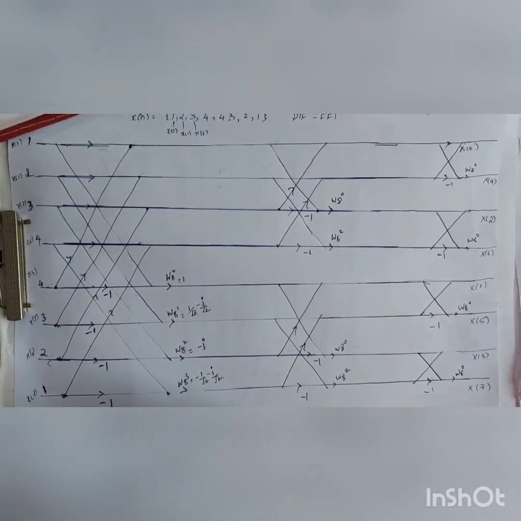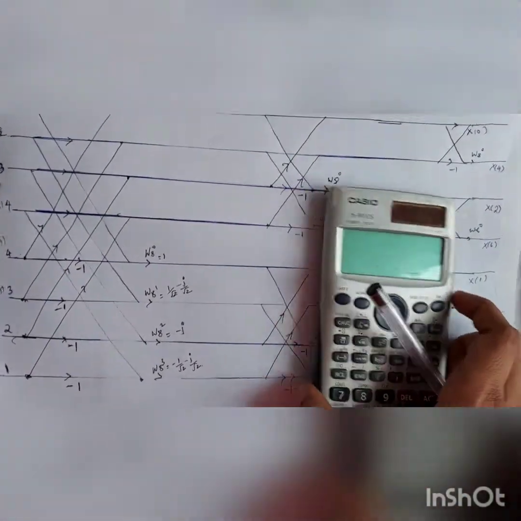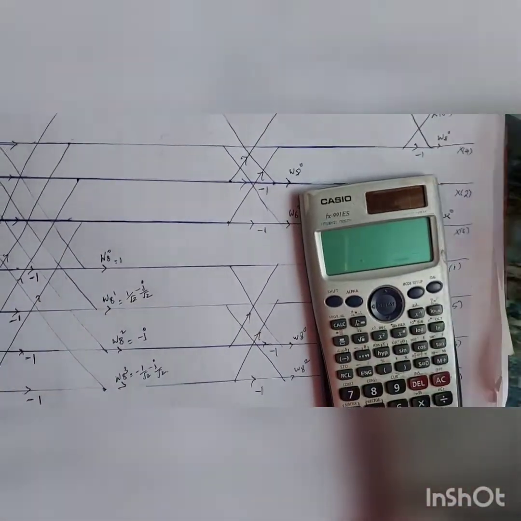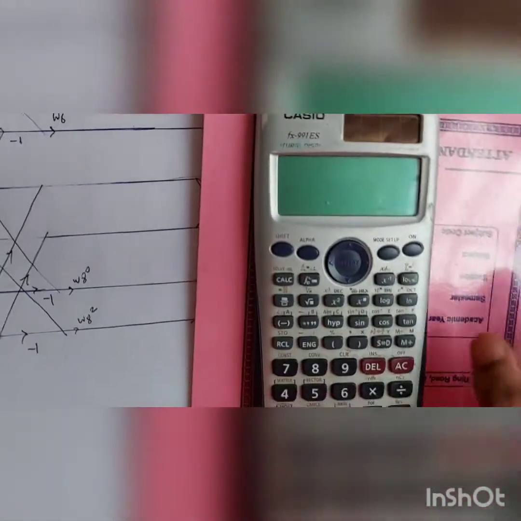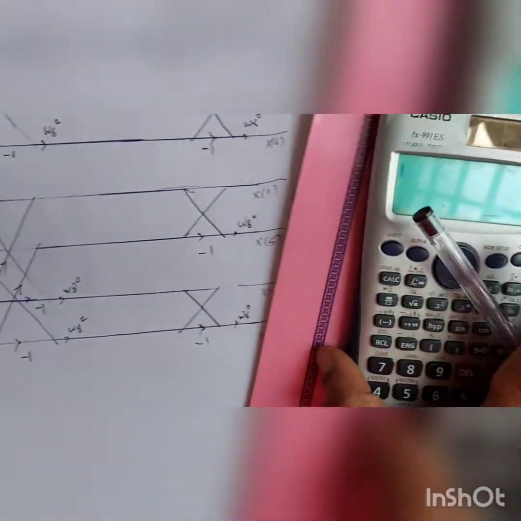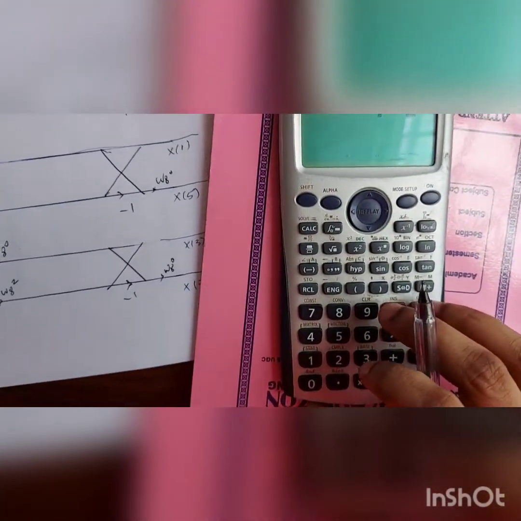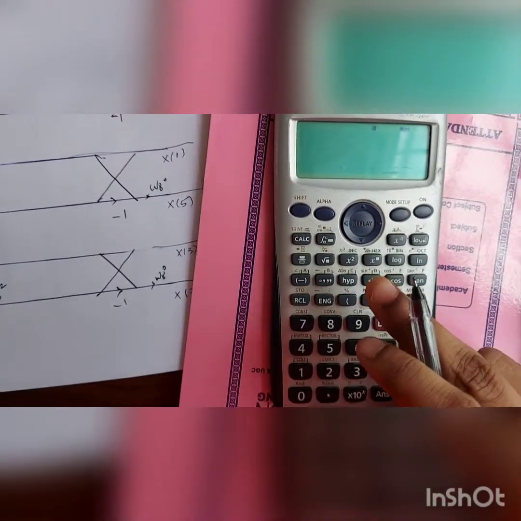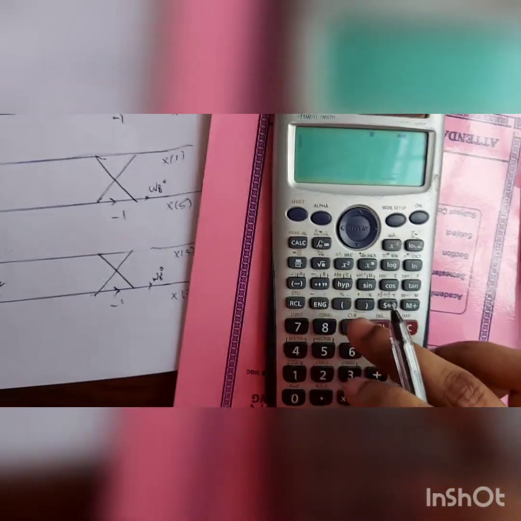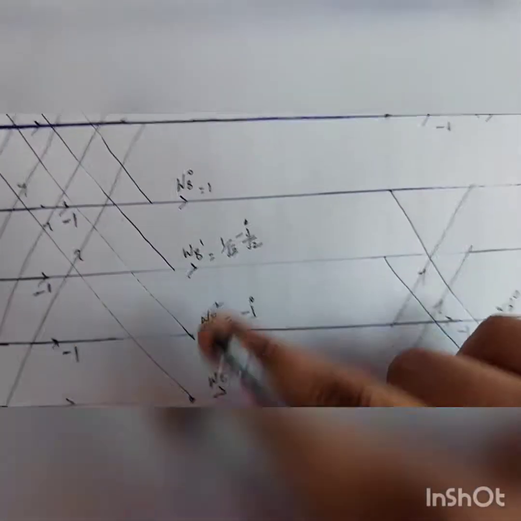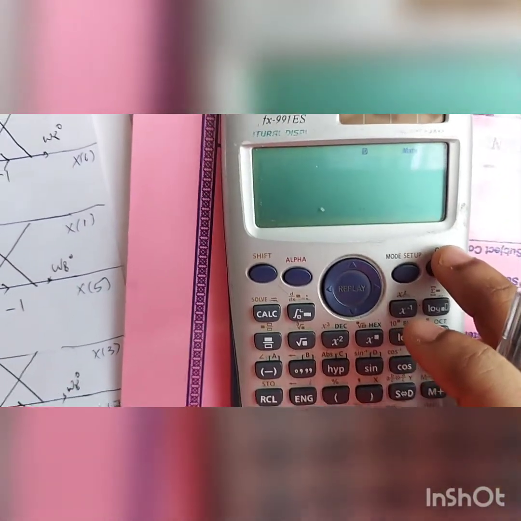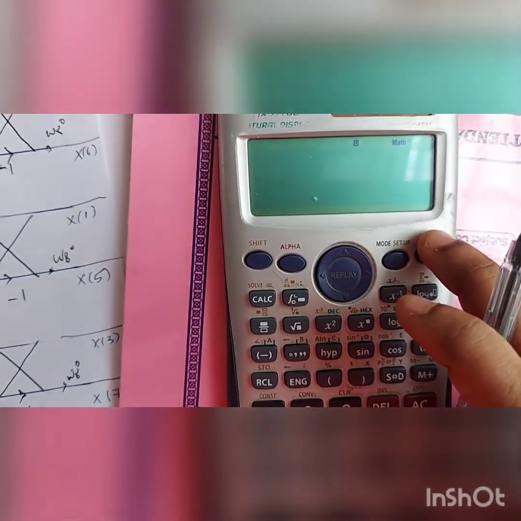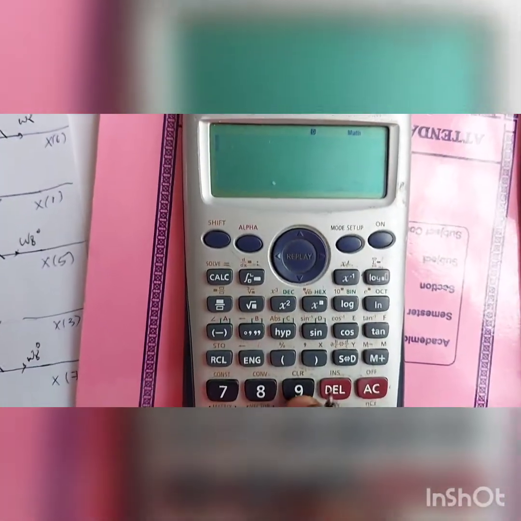So one suggestion would be, in your calculator, it would be great if you can actually store these values. That is, you can store your W8 power 0 is 1, W8 power 1 and W8 power 3. These values you can store because it will come in handy when you do the calculations. So let me store it, but remember what you're storing. Say W8 power 1, I will store it in A. How do I do that?